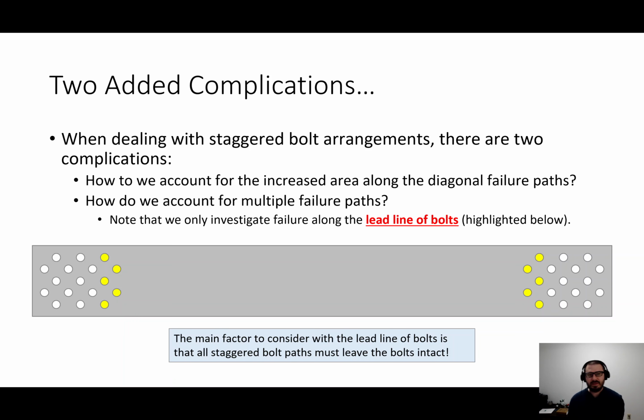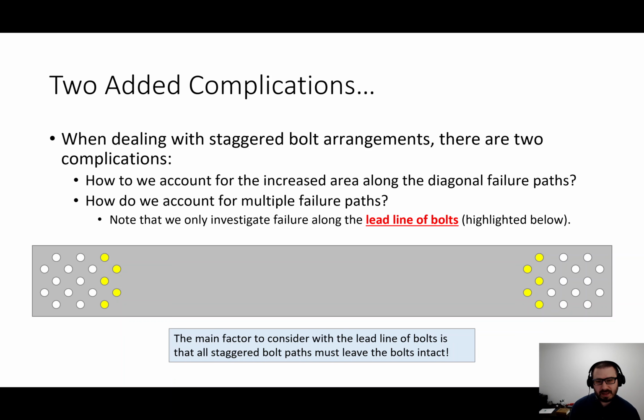But what I want to focus on in this slide is that whenever we investigate staggered connections, we only investigate failure along the lead line of bolts. And the lead line of bolts is what you see here. The reason for that is because whenever we look at a potential stagger path, we only look at ones that leave all the bolts intact. We can actually do the math for if we fracture one, but the resulting net area ends up being so much larger that you could pretty much neglect that in just about any case.